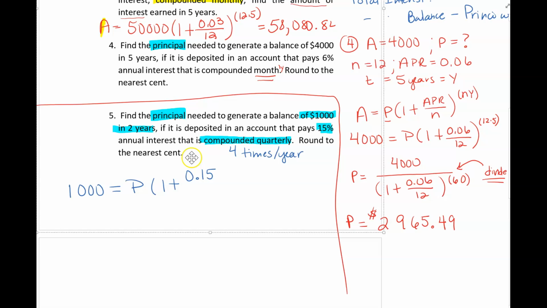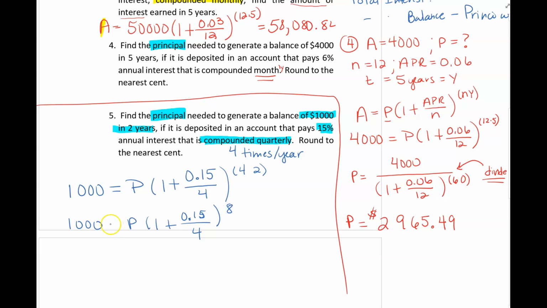Sorry, my pen's not working. So we're going to put that over 4, and we're going to raise it to the 4 times 2 because that'll be in 2 years. So that's 1,000 is equal to P times 1 plus 0.15 over 4, raised to the 8. My pen's going crazy, sorry guys.